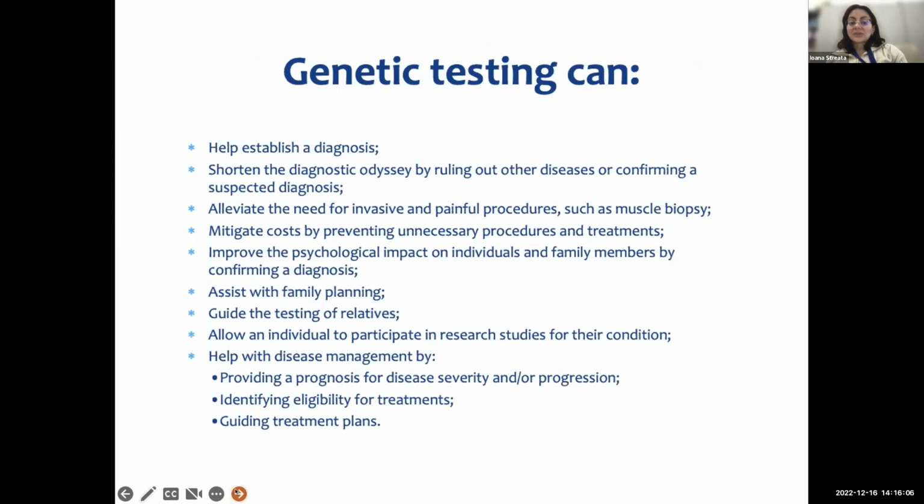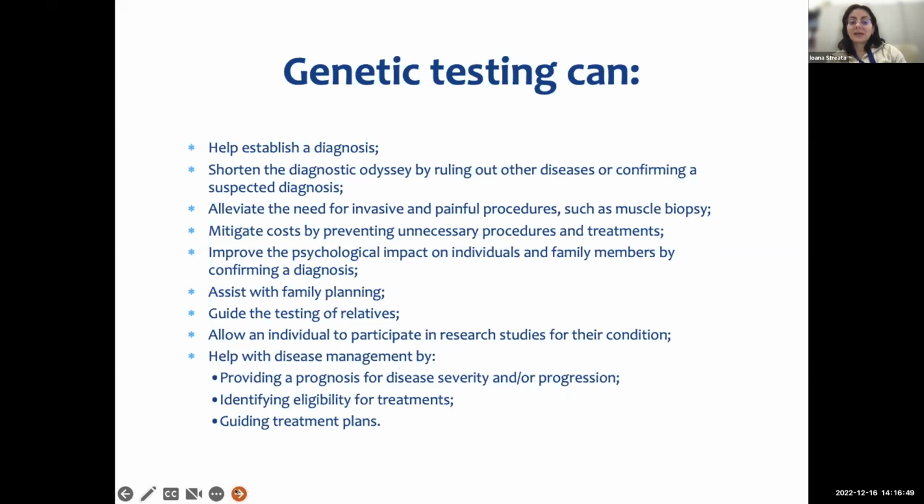We can also, through genetic tests, avoid invasive or painful procedures, such as muscle biopsy, but not always. Sometimes after a negative or uncertain genetic test result, but with a very specific phenotype of the case, muscle biopsy is needed and can help.